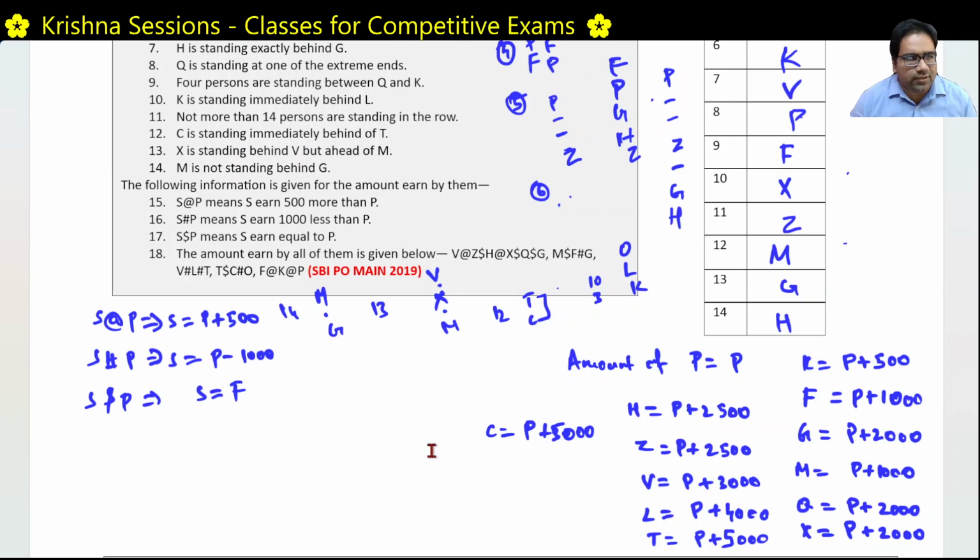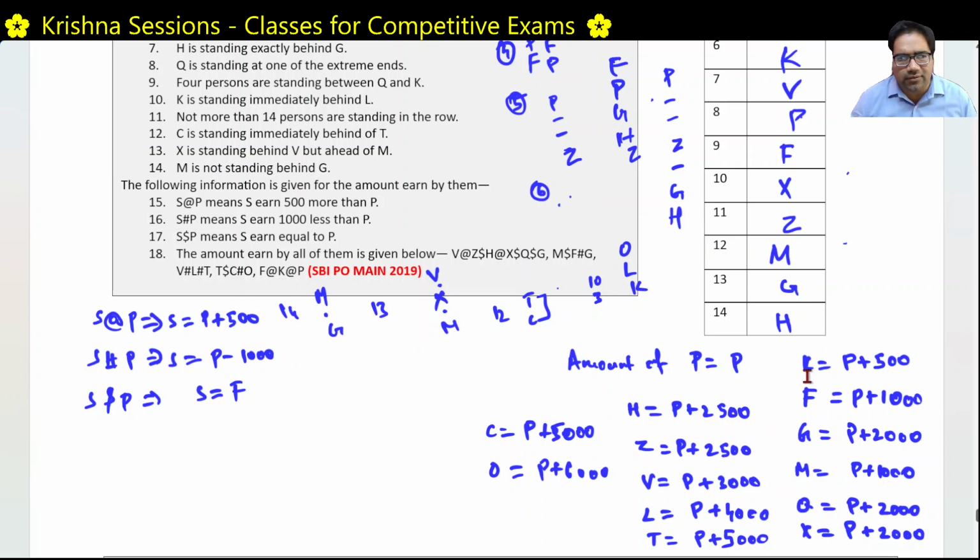P plus 5000. Next, T dollar C. C hash O. Hash O means C is 1000 less than O. O is 1000 greater than C. That means O is equal to P plus 6000.